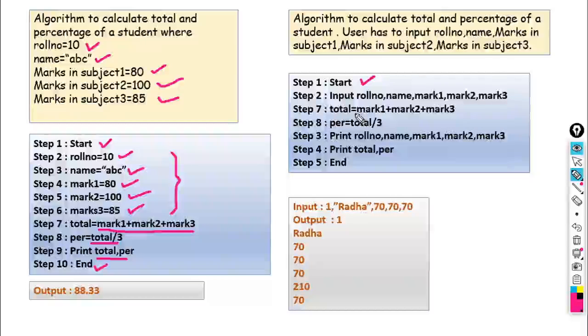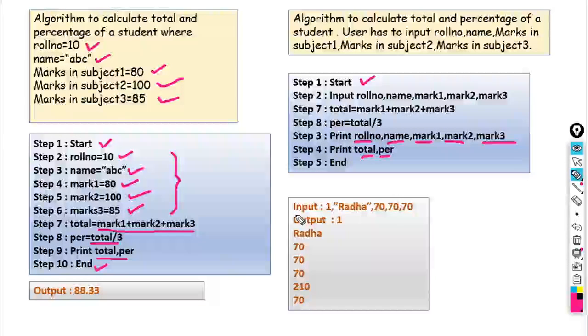How can we calculate total? The same statements are there. Total is equal to, and percentage is equal to. And if we want to print all the data, meaning we want to print roll number, name, marks in all 3 subjects and then total and percentage, you can use a print statement like this. Print first the variables roll number, name, mark 1, mark 2, mark 3, total and percentage. So whatever values are input by the user, it will print all the values, including roll number, name and marks in 3 subjects.